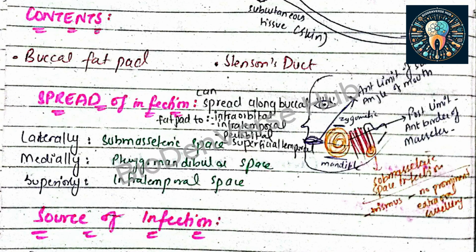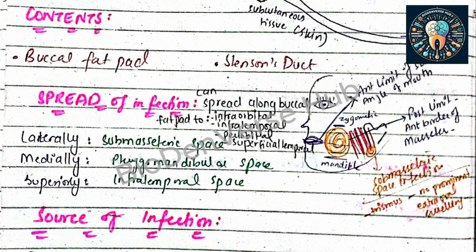So, spread of infection. Now if the buccal space is infected and gets involved, the infection from the buccal space can also spread and involve other spaces as well. So first of all, the infection can spread along the buccal fat pad to the infraorbital space, the infratemporal space, the periorbital space, or the superficial temporal space.